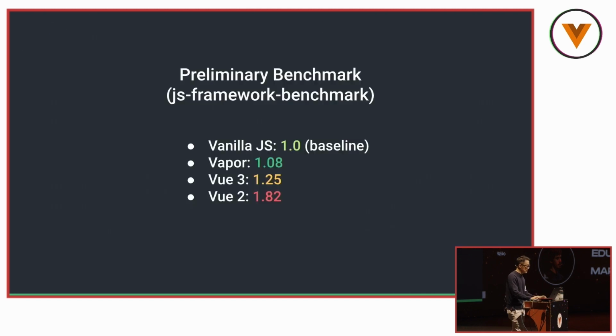Now, some preliminary benchmarks, based on the JS framework benchmark. This is only one benchmark, and this number will probably change when it finally lands. So these are all just tentative numbers. Don't take it as the word of truth right now. But the general idea during the prototyping phase is that Vanilla.js at 1.0 is the baseline, and these are standard deviations. Vapor is 1.08, Vue 3 currently is 1.25, and Vue 2 is 1.82. These are lower-the-better, obviously. For memory usage, Vapor probably uses less than half the memory that the current Vue 3 rendering strategy uses. So that's also a big improvement.